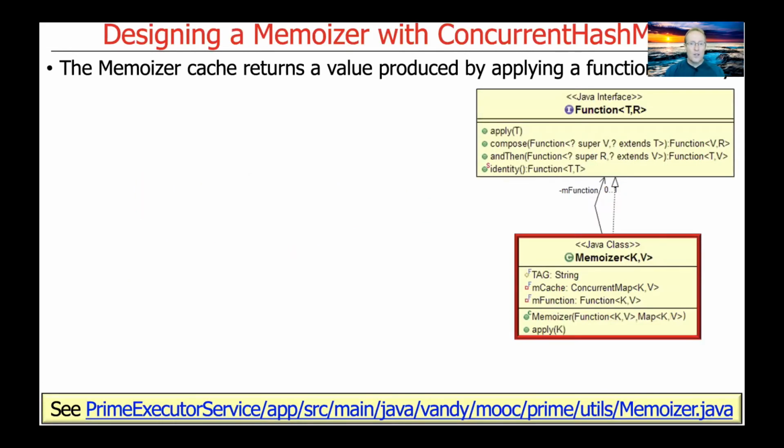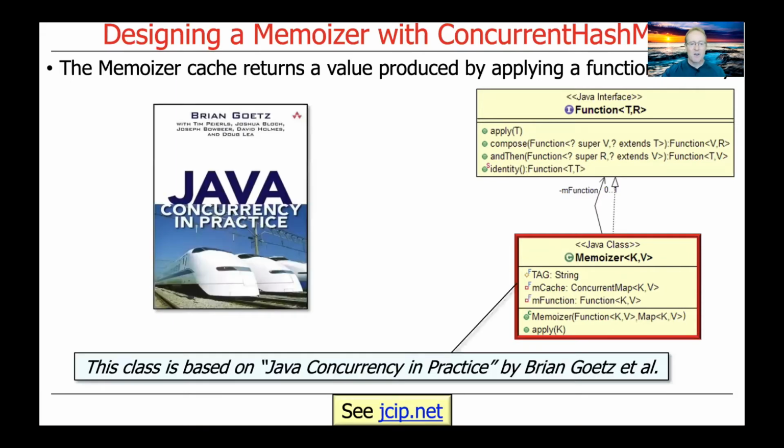So we're going to come up with a really clever way to do this. This particular approach was described in a nice book by Brian Goetz and his colleagues called Java Concurrency in Practice, which came out a long time ago before the advent of Java 8. And they described the Memoizer mechanism. I kind of took it and blinged it out a little bit so it would be useful with Java 8 features, but it's basically the same concepts that are described in Brian's excellent book. And the way we're going to do this is we're going to have the Memoizer cache return a value that's produced by applying a function in the Java 8 sense of a function.